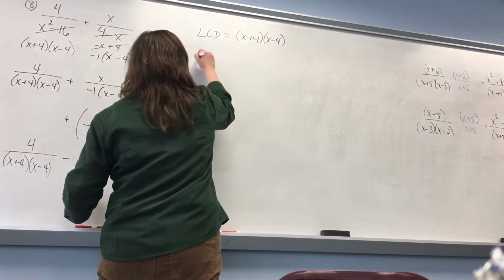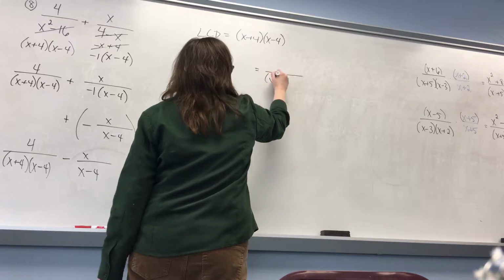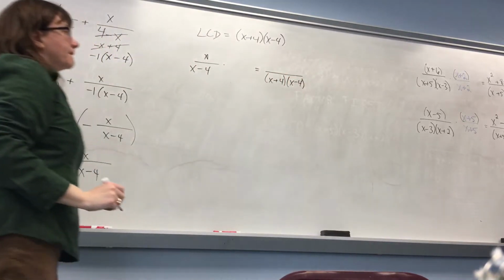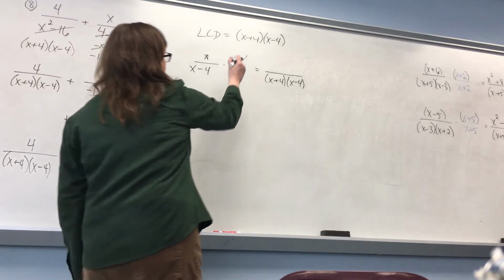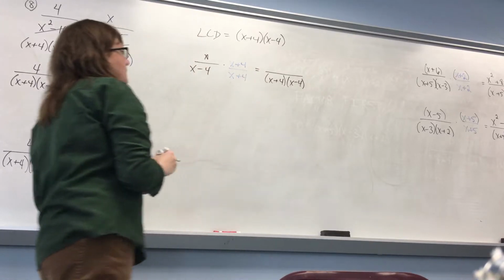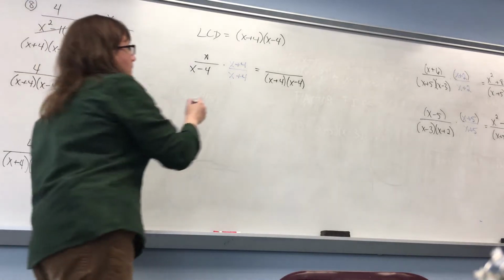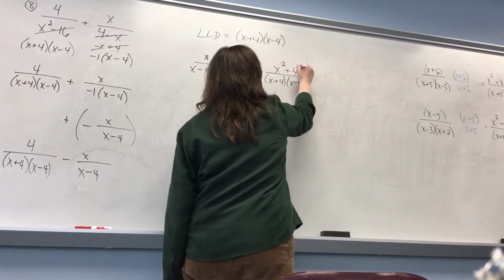So I have x over x minus 4. Leave a little space. Write the denominator that I want. What can I multiply times what I have to get what I want? What's missing? Well, this is missing the x plus 4. So along the top, I'm going to have to distribute the x, and that's going to give me x squared plus 4x.